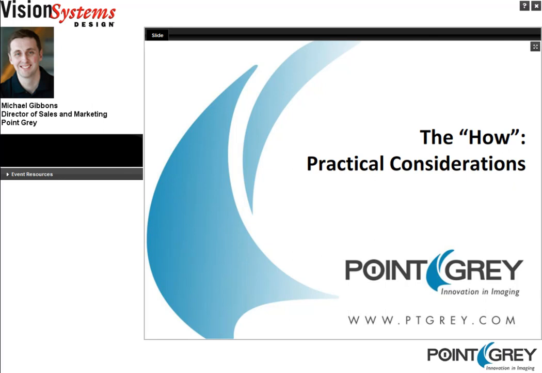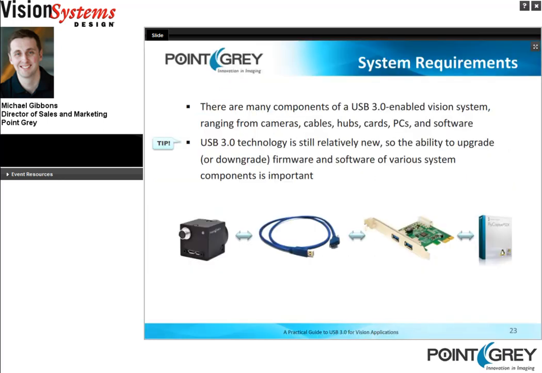Okay, so that takes us through the what and the why. So let's look a little bit at the how and some of the practical aspects of implementing USB 3.